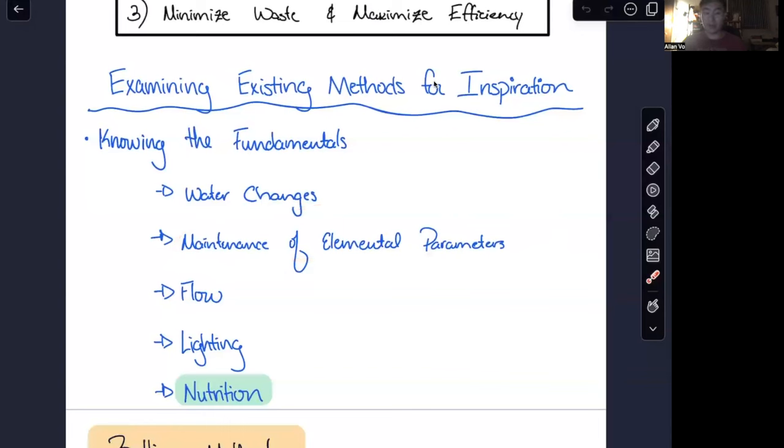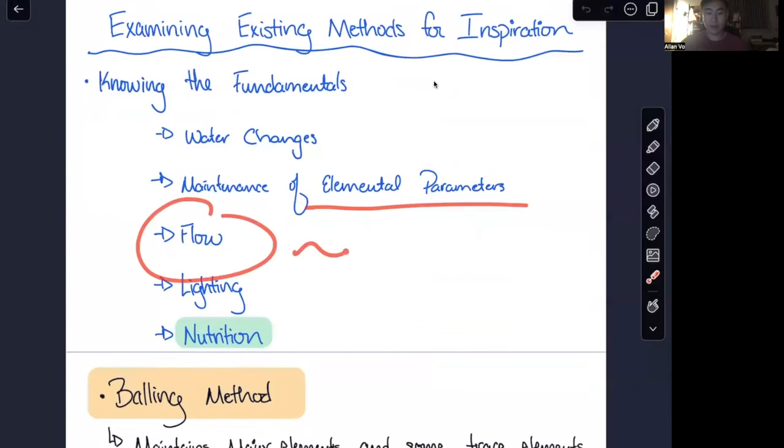And without proper levels of them, the biology can get screwed up. Certain processes won't happen. And that's why a lot of people will see issues until they correct their parameters. The flow within the aquarium, how much flow the corals are getting. If they don't get enough, that's an issue. Getting too much, also an issue.